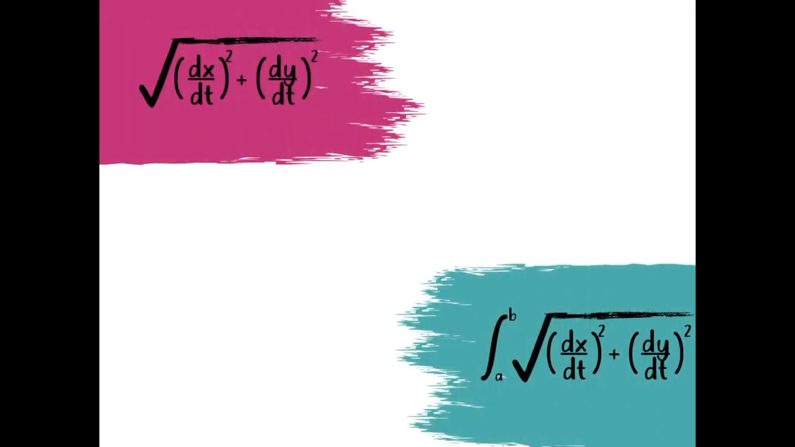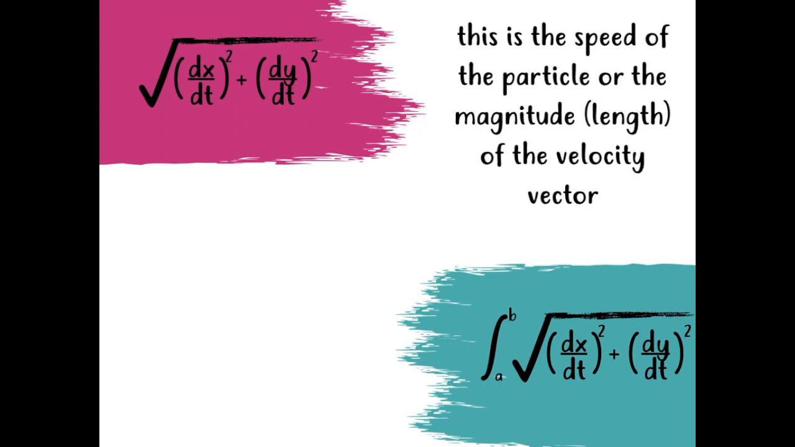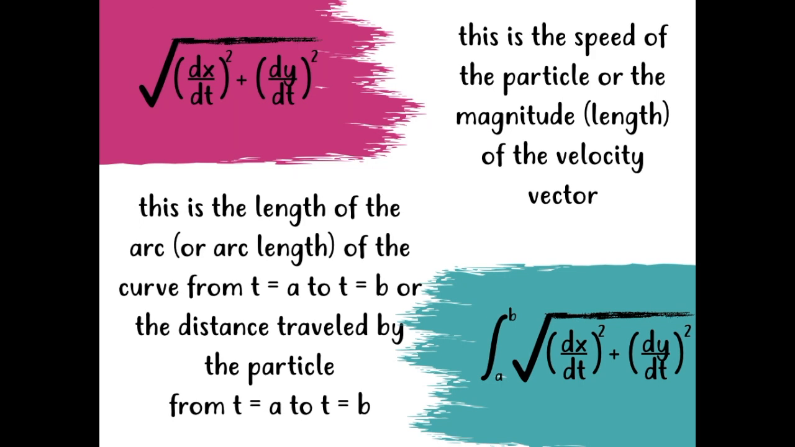Here are two formulas that are helpful for particle motion as well. The first formula is the speed of the particle, or the magnitude length of the velocity vector. The second formula is the length of the arc of the curve from t equals a to t equals b, or the distance traveled by the particle from t equals a to t equals b.